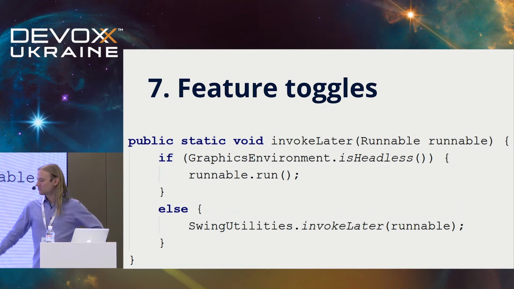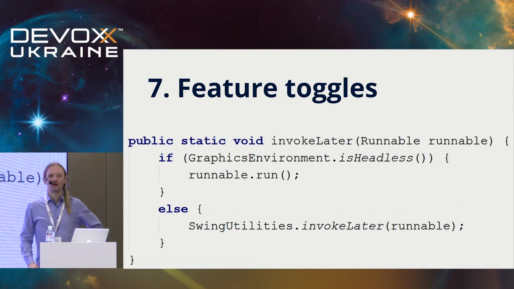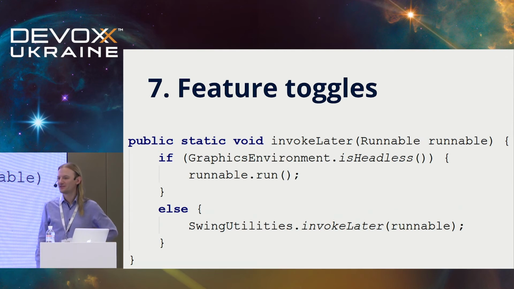And by doing it this way, we ensure that our tests are stable, right? Because we can't trust Swing. Well, you can hardly trust Swing for anything, but you can't trust it to run this thing at once.